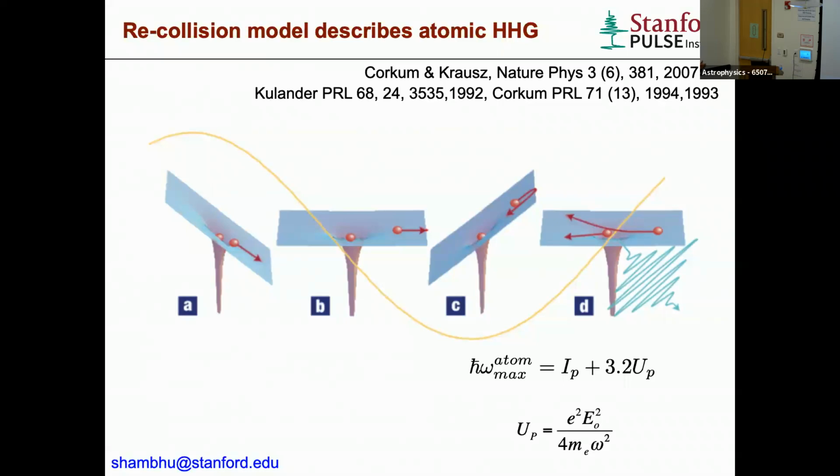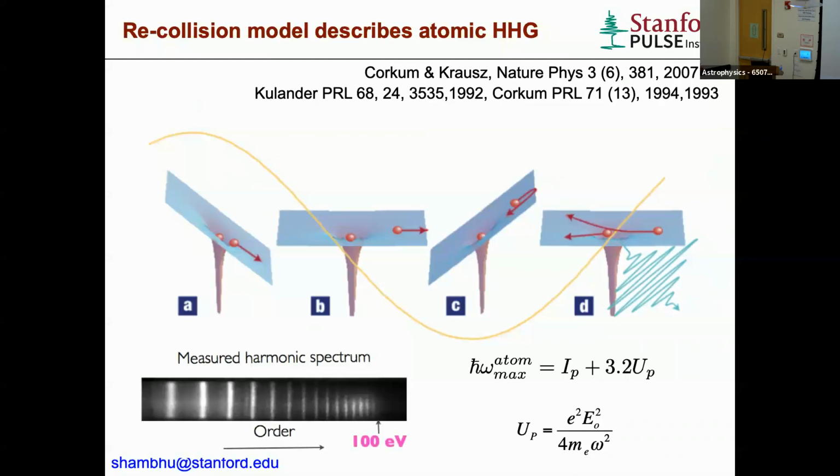And of course, in typical experiments, laser pulses have many cycles like this, and what you actually measure is the interference of such emissions from every half cycle, and that gives rise to these discrete harmonic peaks. And this is the upper limit, for example, shown here, and it could go to a couple hundred eV or even to keV.